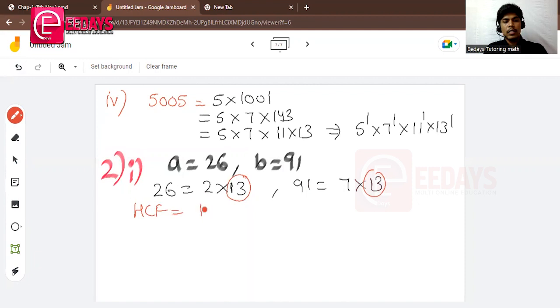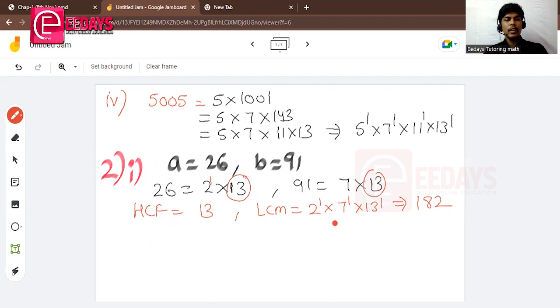Finding the HCF, you will get 13. 13 is the common one, that's why I'm writing 13. Now LCM, you just write all the numbers. For 2, there is no other number, 2 power 1 is the highest. That's why we take 2 power 1, 7 power 1, and 13 power 1. After multiplying, 2 times 7 is 14, 14 times 13, you'll get 182. So the HCF of these two numbers is 13 and the LCM would be 182.